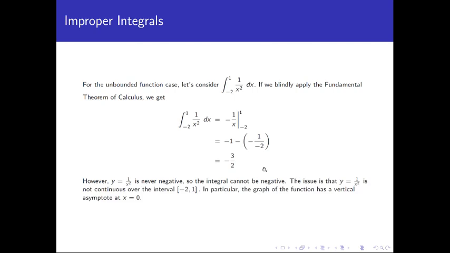And what went wrong in this case is that to apply the fundamental theorem of calculus, we need a continuous integrand. And this function is not continuous at x equal to 0. It's not even defined at x equal to 0. It can't be continuous there. In particular, if you look at the graph of 1 over x squared, you get a vertical asymptote. So we've got to handle it differently.